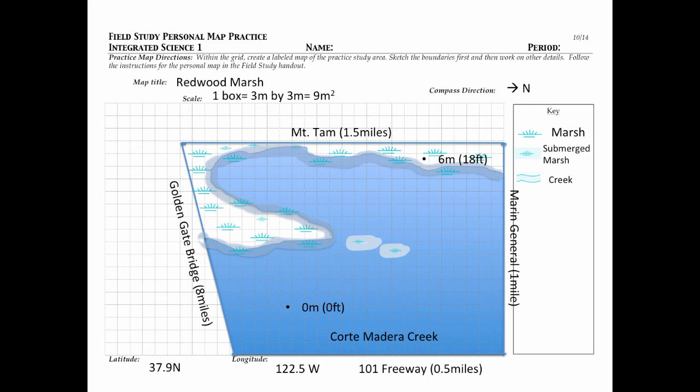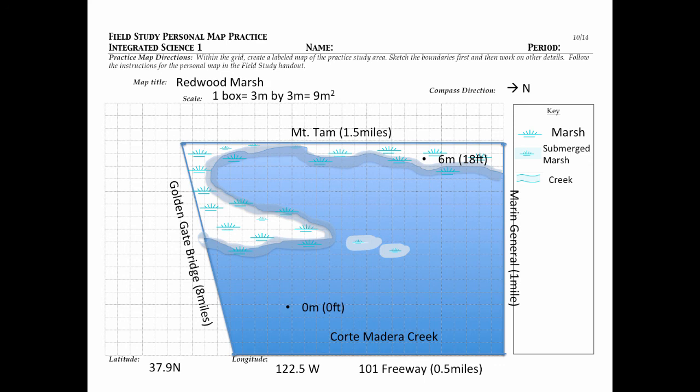Let's do one last double check to make sure that we have everything. Map title, check. Scale, check. Compass direction, check. Latitude, longitude, check. Our symbols in our map look good. We've completed our key. We've indicated the highest and lowest elevations. We've named things in our site right here. And we've indicated landmarks on all 4 sides of our map. Our map is looking good.